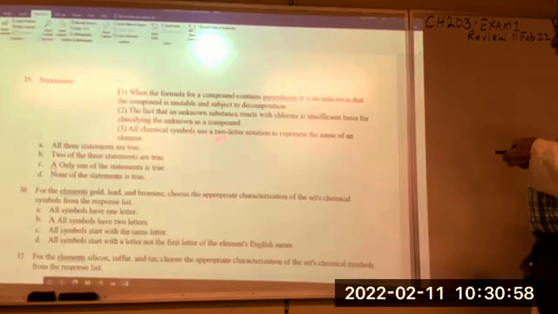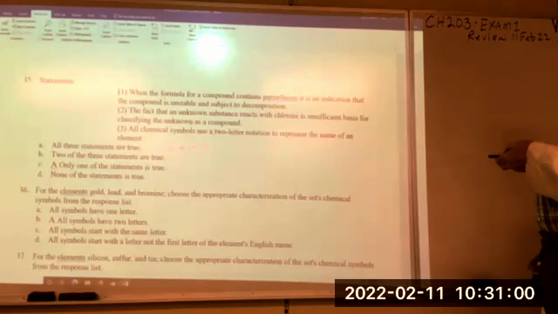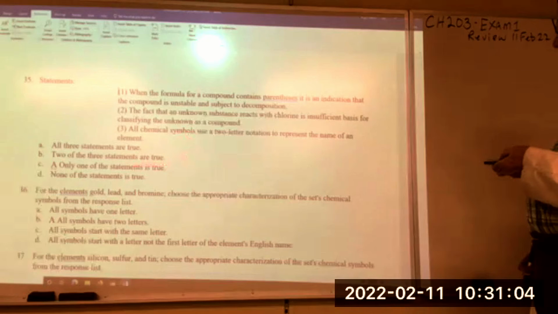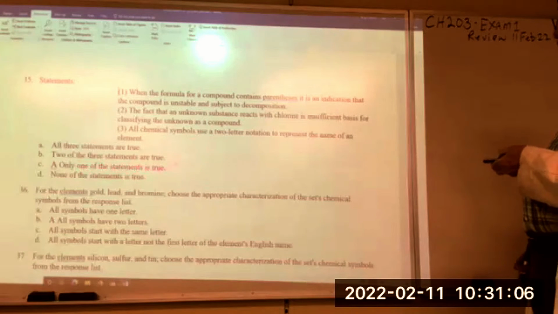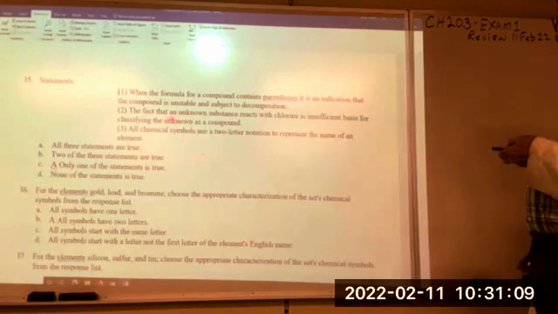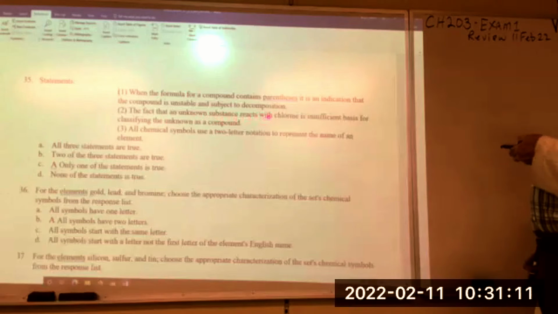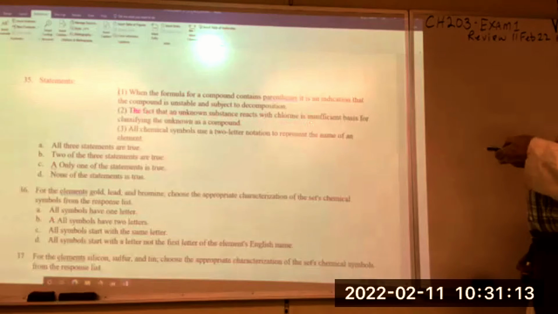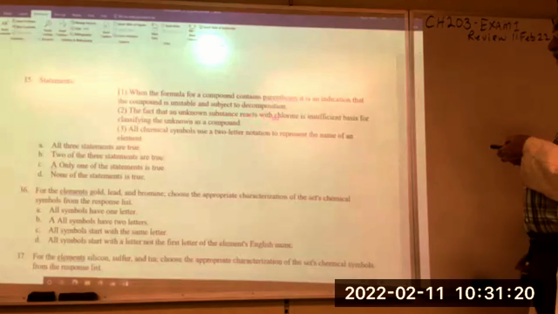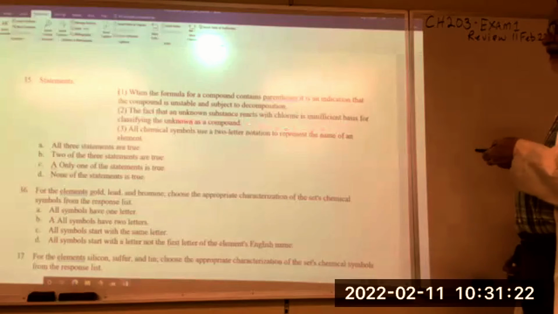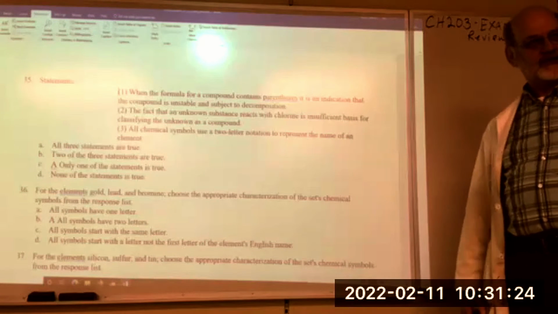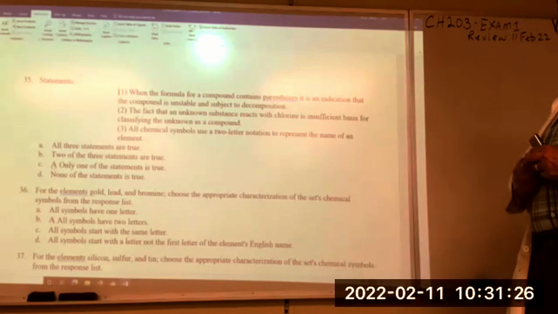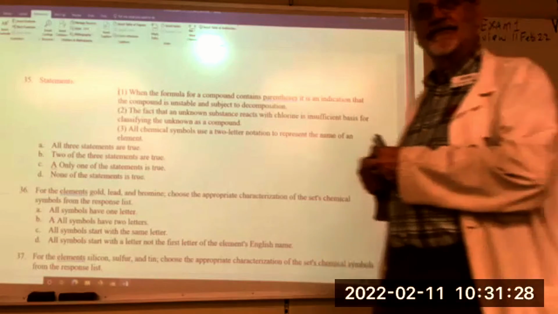All chemical symbols use a 2-letter notation to represent the name of an element. Well, no. Well, none of them are true. This said one of them is true. Oh. No, 2 is true. I was reading it wrong, correct? The fact that an unknown substance reacts with chlorine is insufficient basis for classifying it. Yeah, that's true.